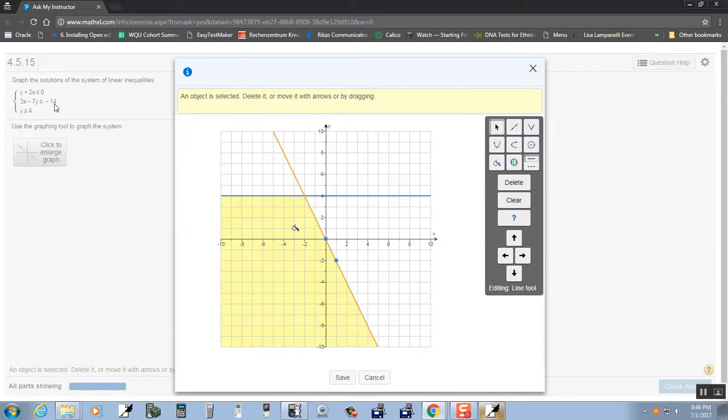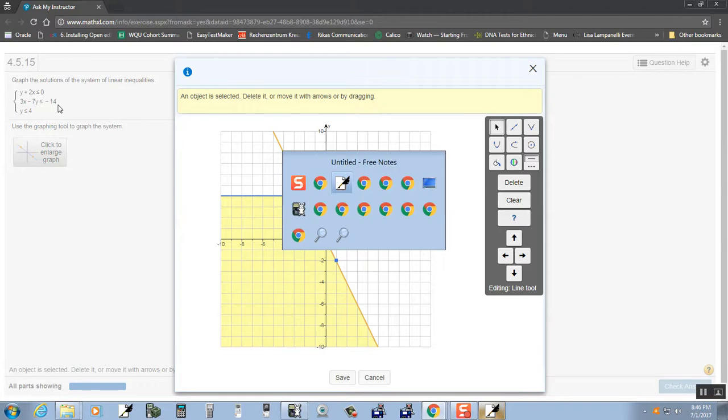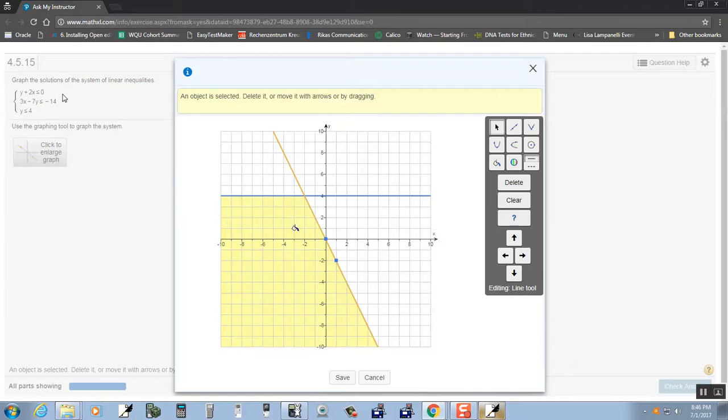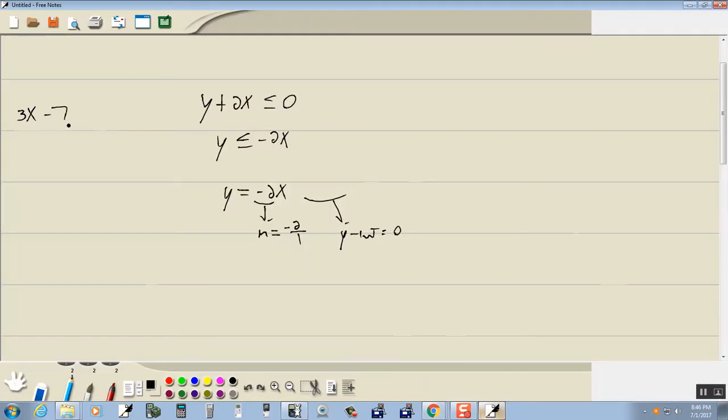Now 3x minus 7y is less than or equal to negative 14. This may be hard to do. Now, a very simple one is I could, if I think of it as 3x minus 7y is equal to negative 14, if I plug in x equals 0, 3 times 0 drops away, we got negative 7y is equal to negative 14. Divide both sides by negative 7, and you get y is equal to 2.